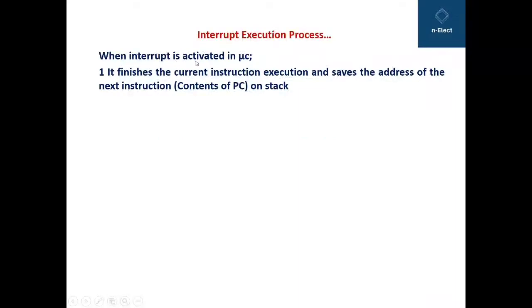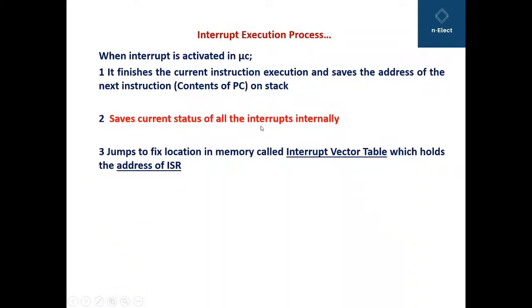When an interrupt is activated in microcontroller 8051, it finishes the current instruction execution and saves the address of the next instruction to be executed on the stack. Actually, the address of the next instruction to be executed is always the content of PC, that is program counter register, and those contents of the program counter register are placed on the stack. Then it also saves the current status of all the interrupts internally and jumps to a fixed location in memory, which is called the interrupt vector table, and which holds the address of the interrupt service routine.